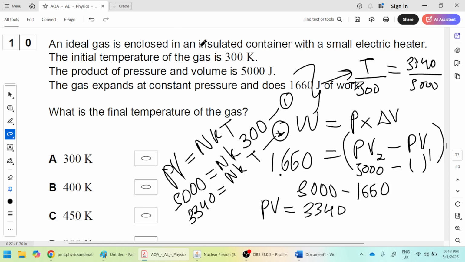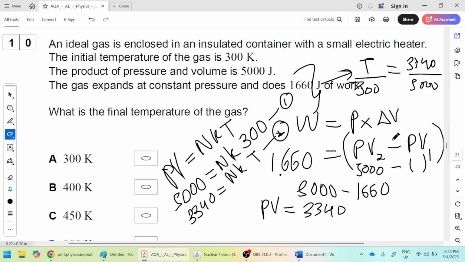Pressure of the gas is this much. Product of pressure 5,000. Gas expands at constant pressure. Interesting. It expands. Oh, it expands. The pressure is constant. Temperature should have increased because the volume has increased. That means pressure and volume is bigger. Okay. So what's happened is my logic here is flawed, right?